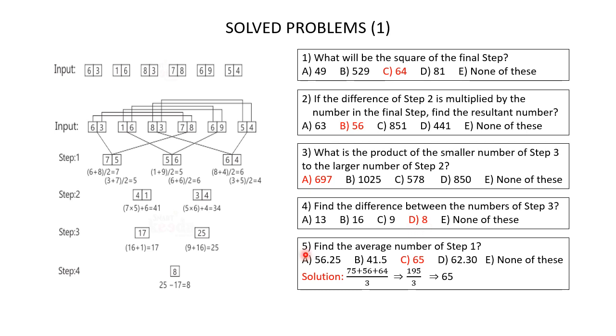Question number 5. Find the average number of step 1. Here you are given 5 options and you have to find out which of these options is the correct one. So here you are asked to find the average of the numbers of step 1. So the numbers in step 1 are 75, 56 and 64. So you have to find the average of these three numbers. So 75 plus 56 plus 64 divided by 3 is nothing but 195 divided by 3, which is 65. So the correct answer is option C, 65.